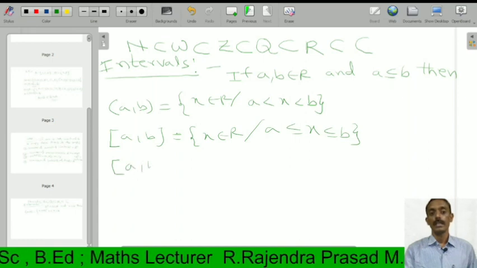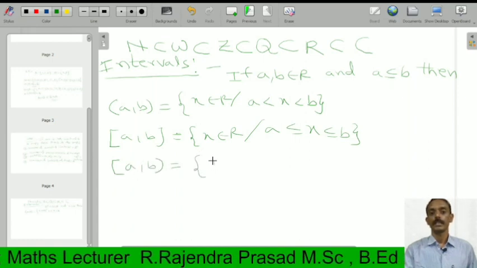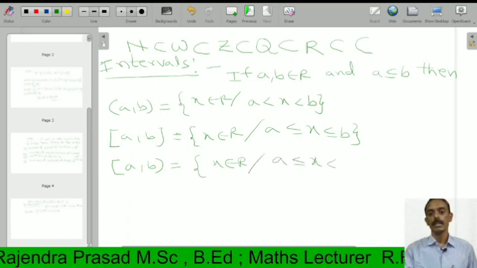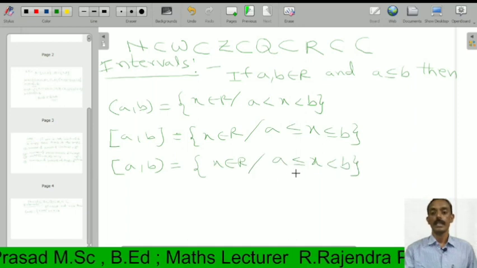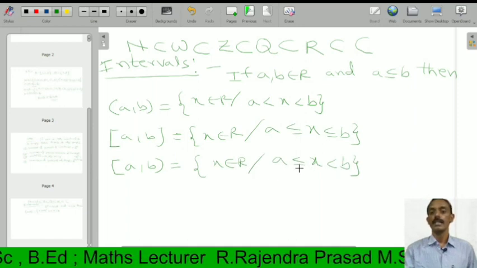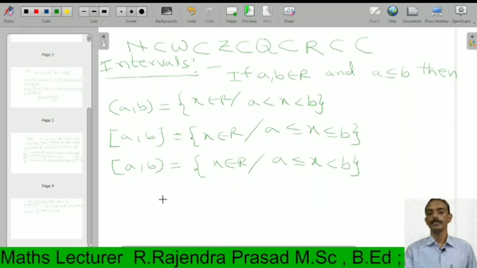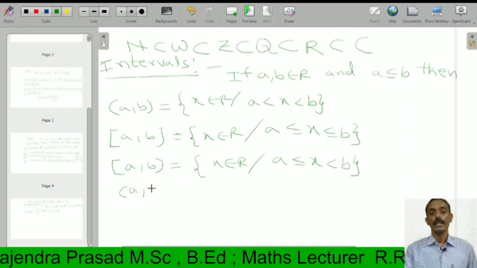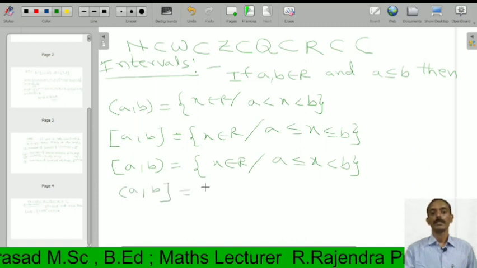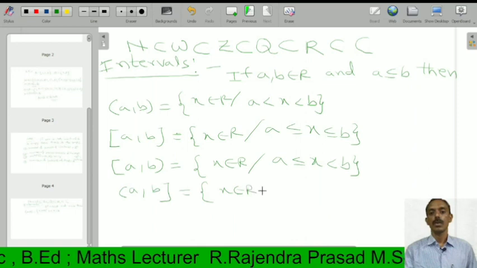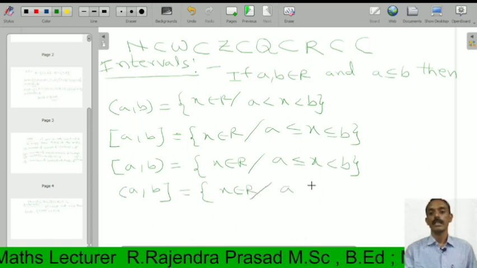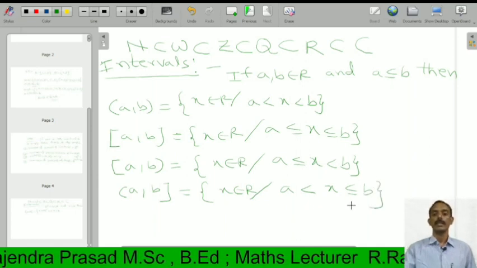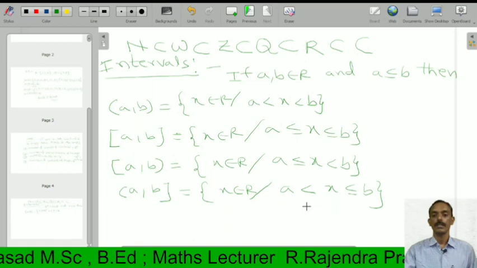Closed interval a, open interval b: x belongs to R such that a is less than or equal to x is less than b. Here x equals a or x lies between a and b. Open interval a, closed interval b: x belongs to R such that a is less than x is less than or equal to b. Here x equals b or x lies between a and b.